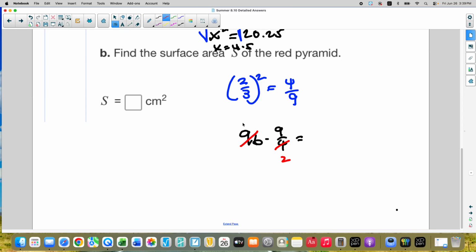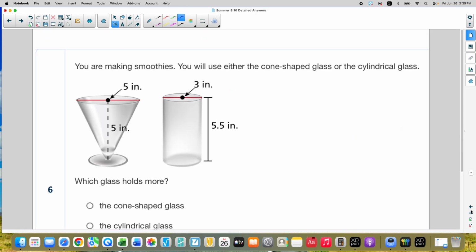That's 2. That's going to be 48. This is 1. This is 24. 24 times 9 gives us 36, 18, 216. That's correct. 216 centimeters squared would be the surface area. That was silly. I just did the proportion incorrectly.